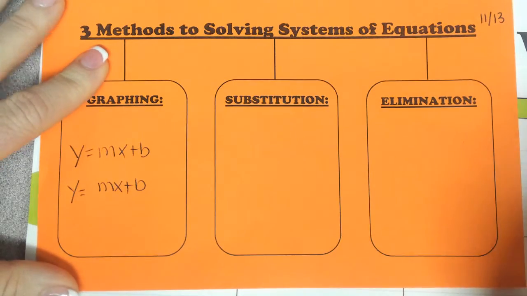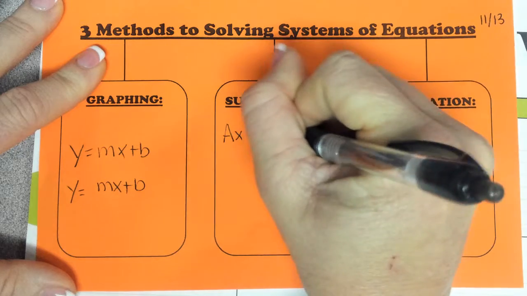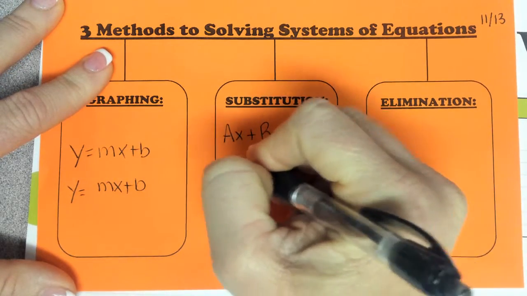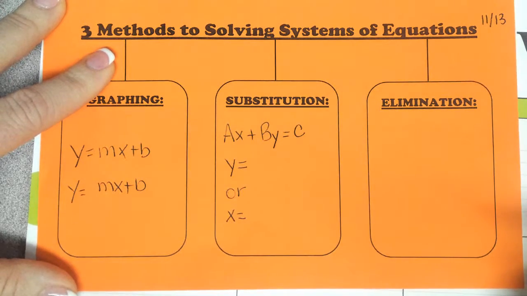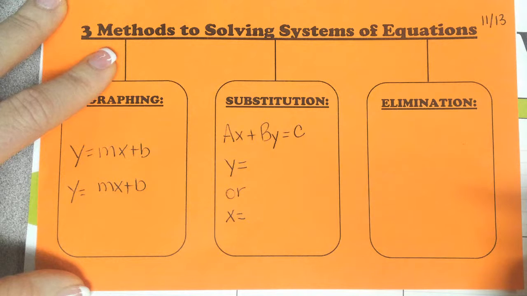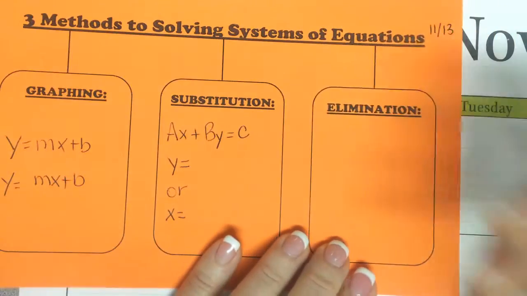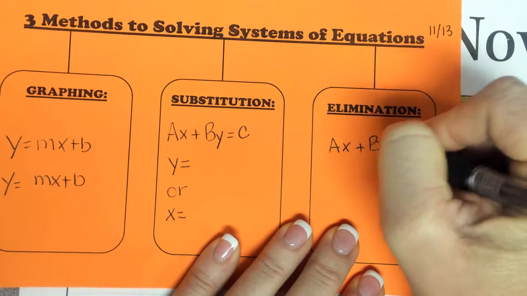Okay, whenever we're going to use substitution, we would have one equation that would be in standard form, and then you would have y equals or x equals something. And then for the elimination, it would be both equations in standard form.